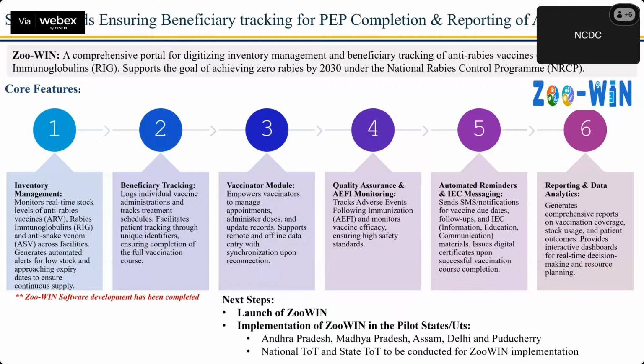This particular Zubin portal will have an inventory management module which will monitor the real-time stock of the anti-rabies vaccine and the rabies immunoglobulin. Also, it will log individual vaccine administration, track the treatment schedule, and facilitate patient tracking through a unique identifier, ensuring completion of the full vaccination course. It will also have a vaccinator module, quality assurance, and an AEFI monitoring module, and automated reminders and IEC messaging for the animal bite patient who is taking the anti-rabies vaccine. Next slide, please.